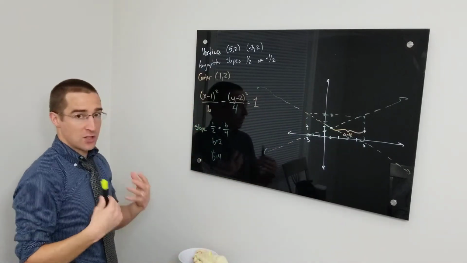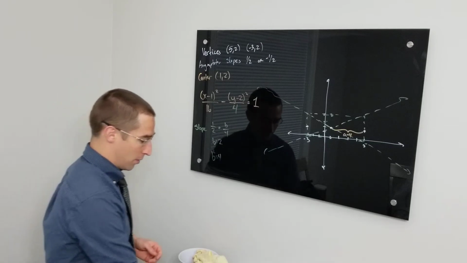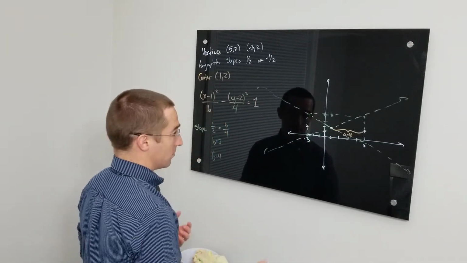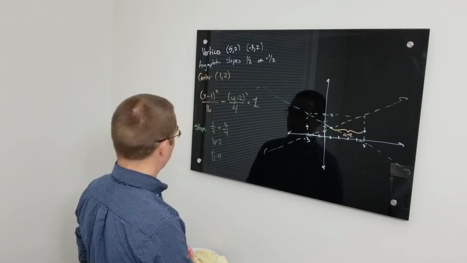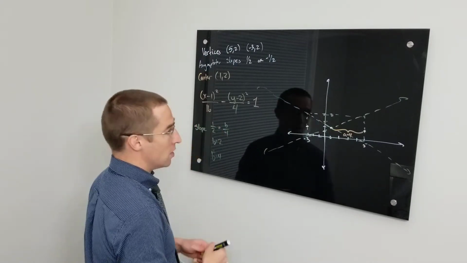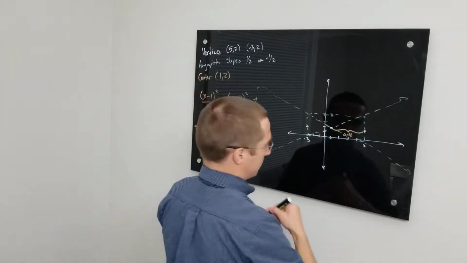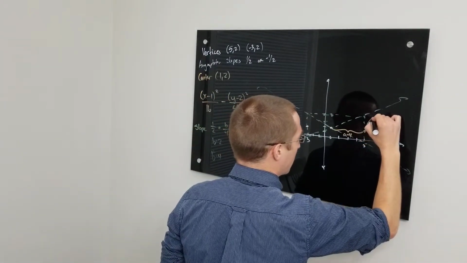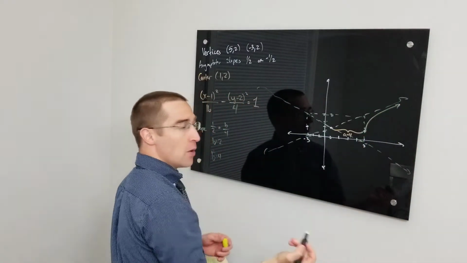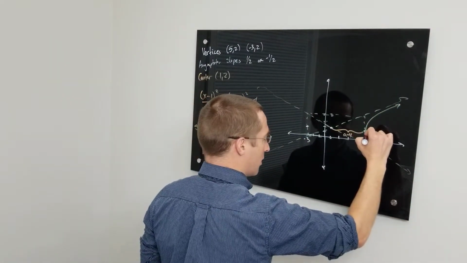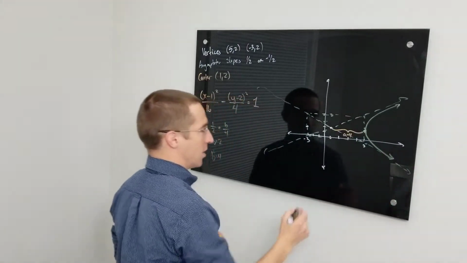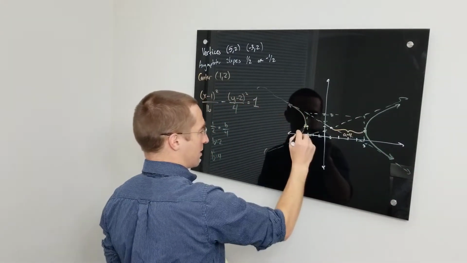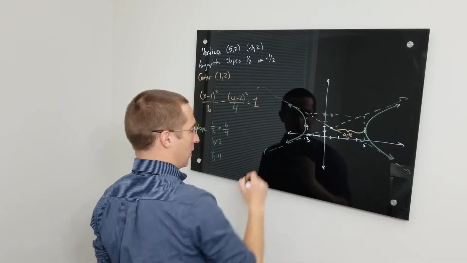Now we can sketch in the actual graph of the hyperbola. Let's do this one in, let's say, how about yellow? We go here and we curve, and then we follow the asymptote. Start at the vertex, curve and follow the asymptote, curve and follow the asymptote.